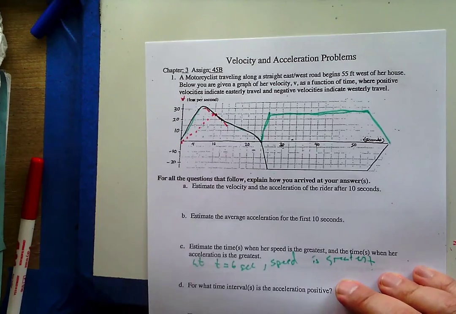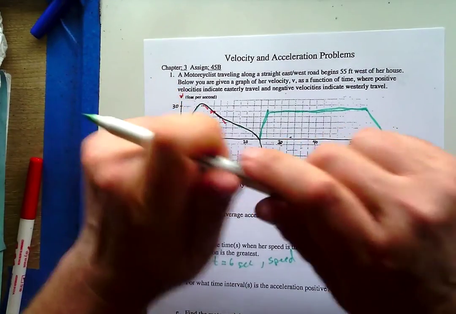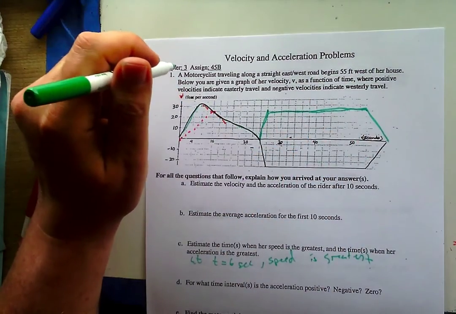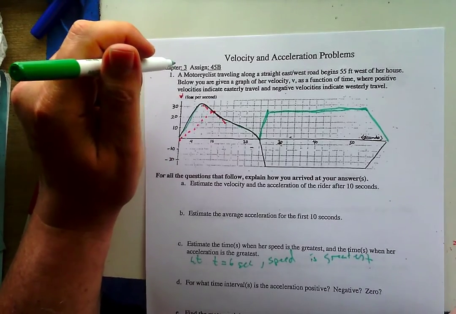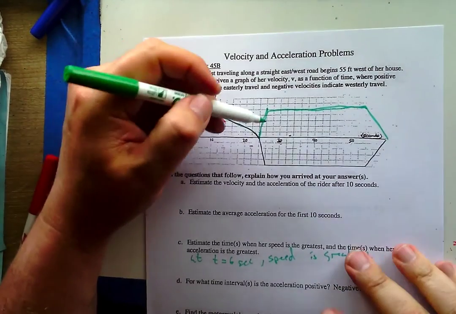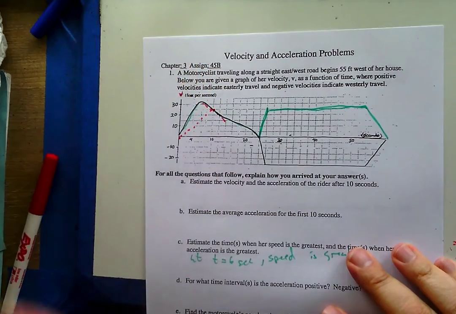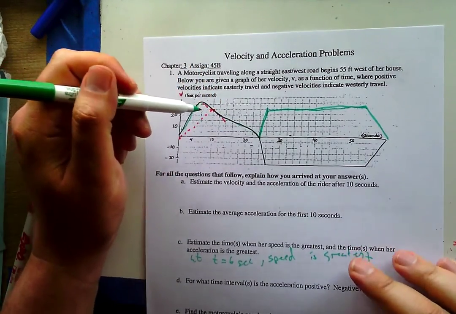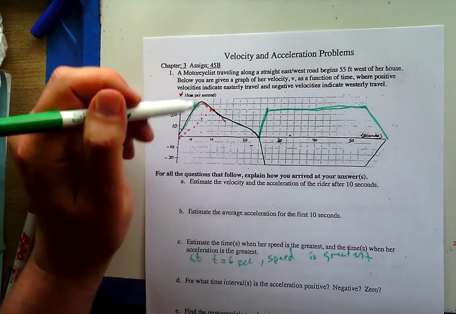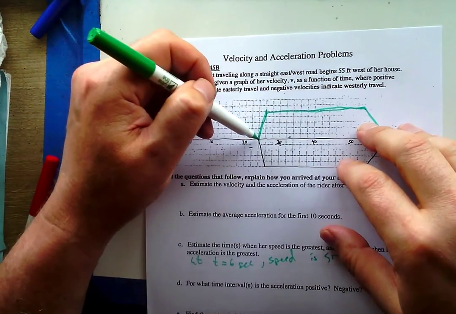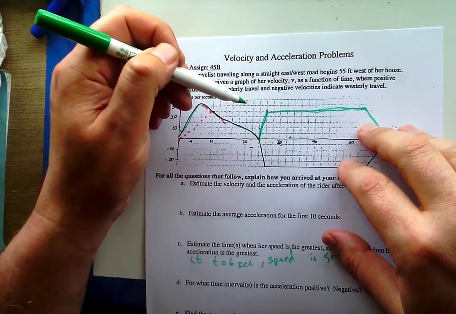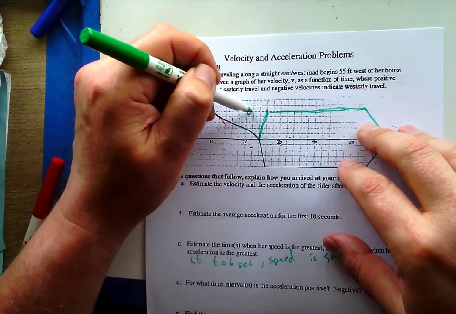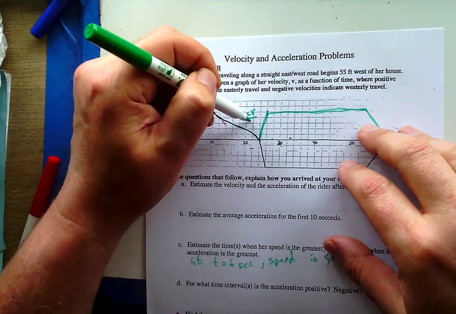Times when acceleration is greatest. Well, acceleration is represented by the slope on this graph. That looks pretty steep here. But does it look even steeper over here? I wonder if we could approximate. Okay, so here we're going up 1, 2, 3, 4, 5. So that's up 25, and we went over 2.